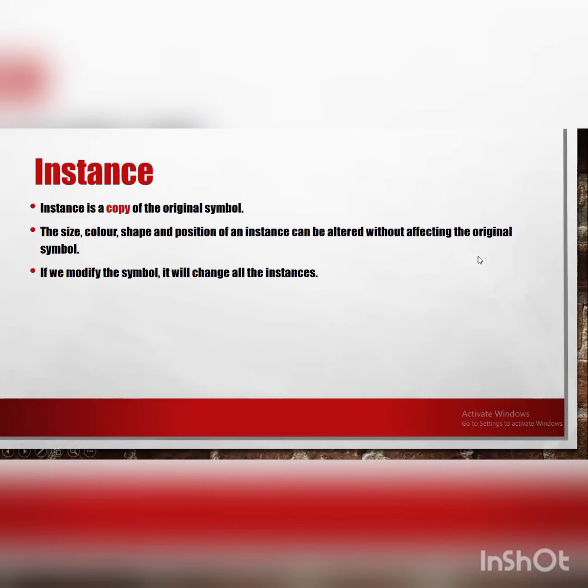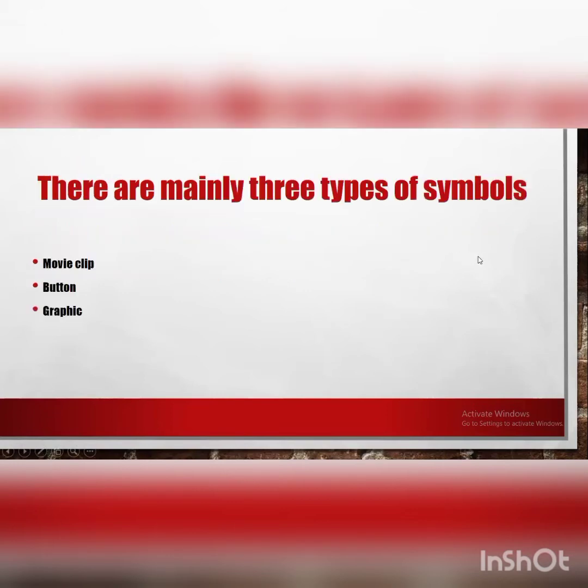So there are mainly three types of symbols: movie clip, button, and graphic. We will work on the graphic type of symbol. So let's start. How can we create a symbol?